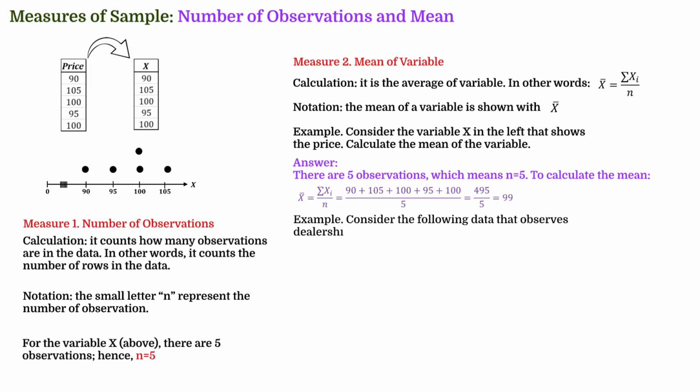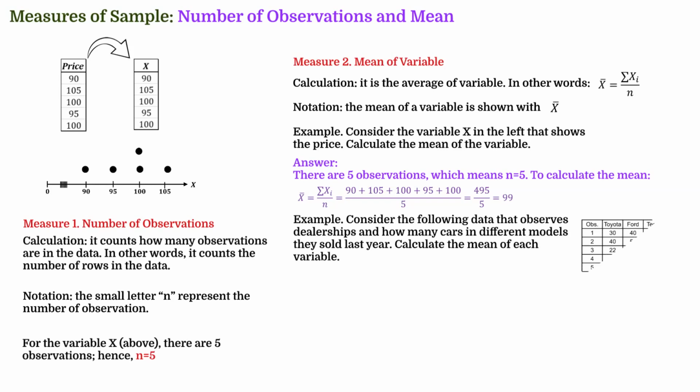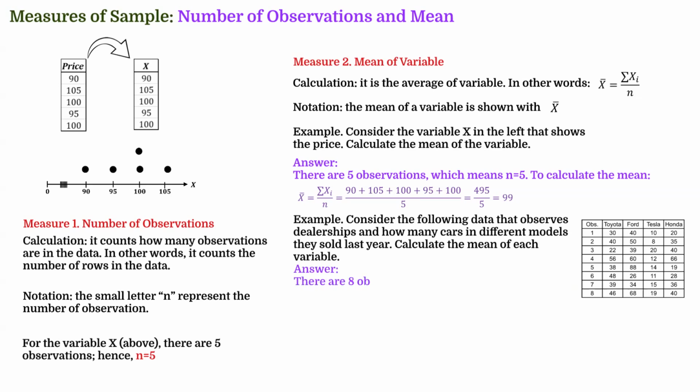Another example. Consider the following table that observes dealership and how many cars in different models they sold last year. Calculate the mean of each variable. Here's the data. Pause the video and calculate.